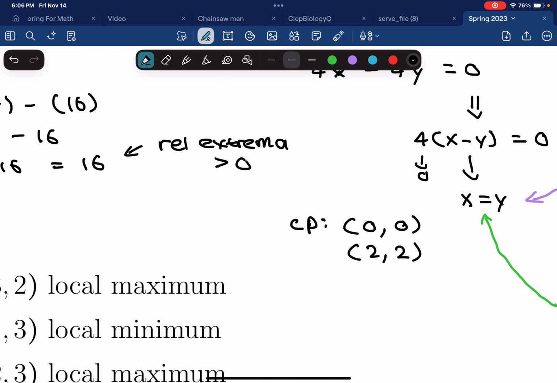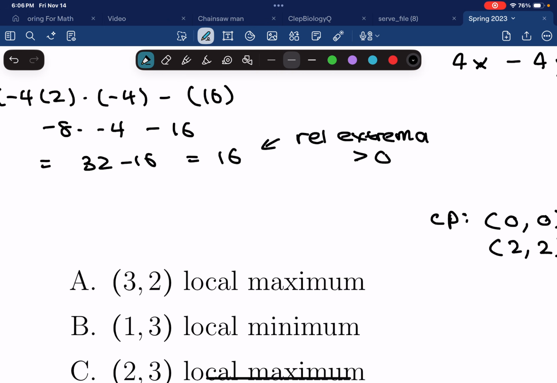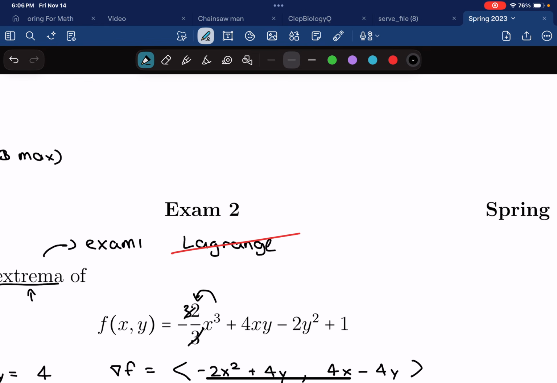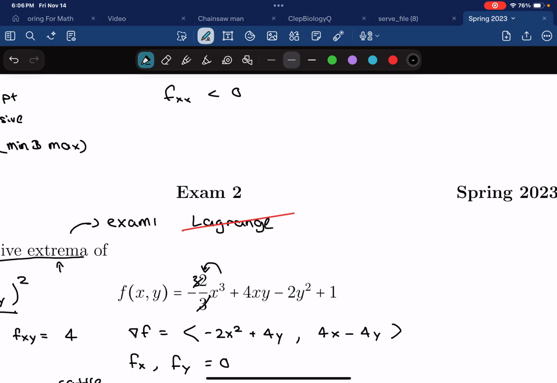Okay, so now, to find if it's a min or a max, let me go back up here. If the double partial with respect to x is less than 0, that's a max. If the double partial with respect to x is greater than 0, that's a min. So let's see.